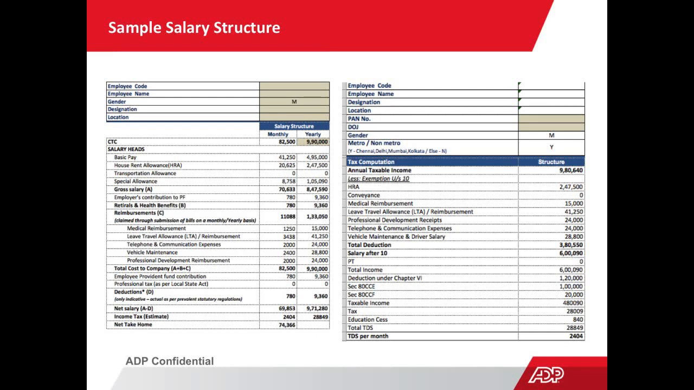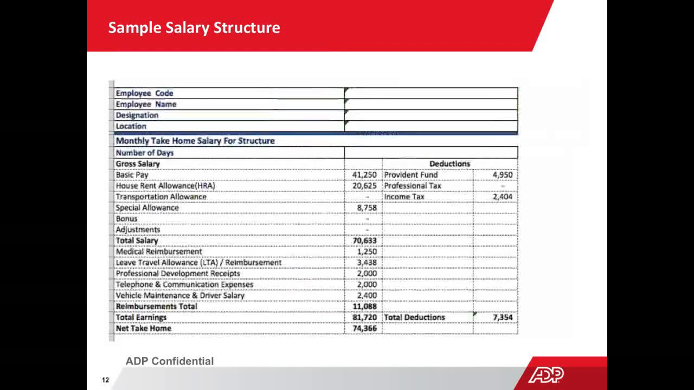Then any contribution towards the provident fund for the employee will be considered as retirement benefits. Then you can also allocate a certain amount of components as reimbursement, which is medical, LTA, telephone, vehicle maintenance and professional development reimbursement. All this put together will be the cost to company. Then you will also have deductions like employee contribution to provident fund and professional tax, to arrive at the net salary.